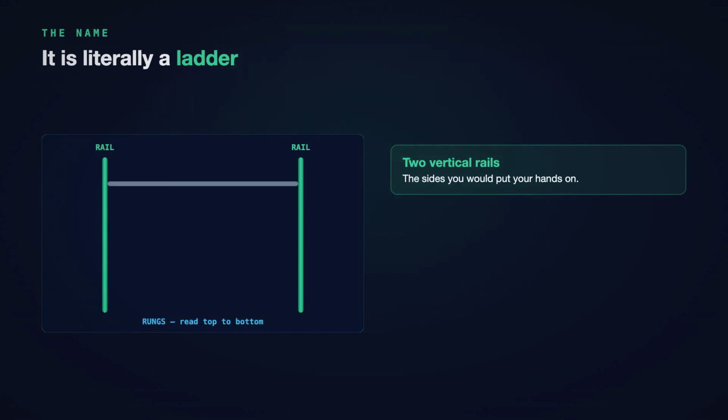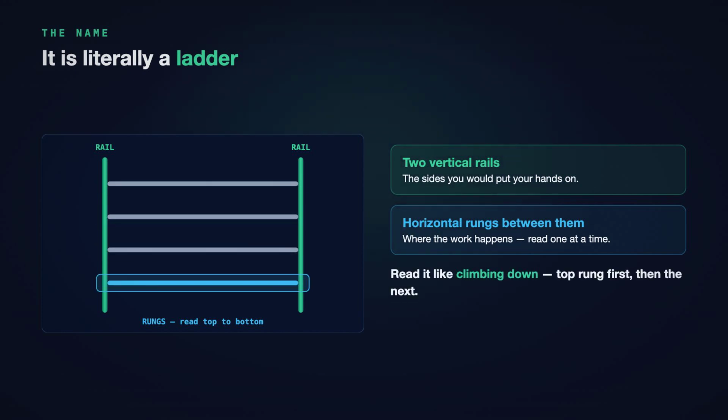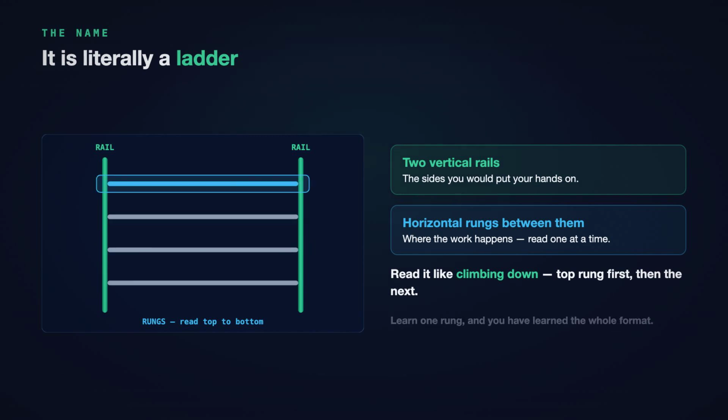The two vertical rails are the sides you would put your hands on. The horizontal rungs are where all the work happens. You read them one at a time, top to bottom, exactly like climbing down. Every ladder logic diagram, however big, is just this. More rungs stacked between the same two rails. Learn one rung, and you have learned the format.